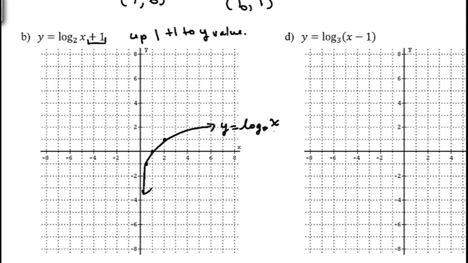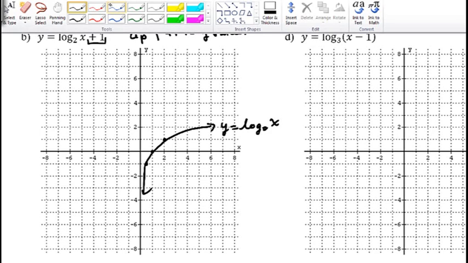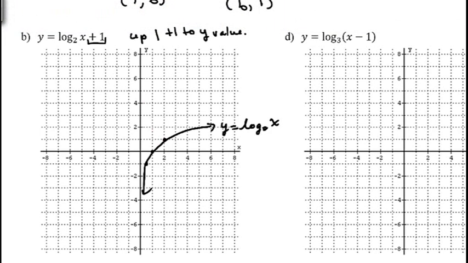And so what we want is to add 1 to this, which means that we're going to be shifting this up 1 unit. So instead, we'll put this in a different color. This point will get shifted up 1 unit, this point will get shifted up 1 unit, and also this point will get shifted up 1 unit. Okay, so there's our new points.